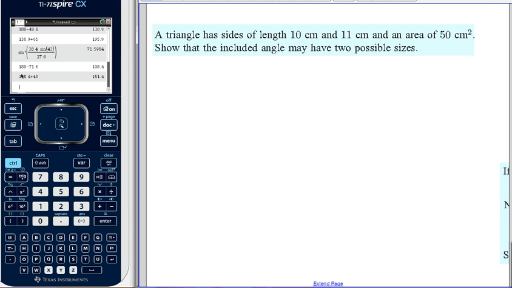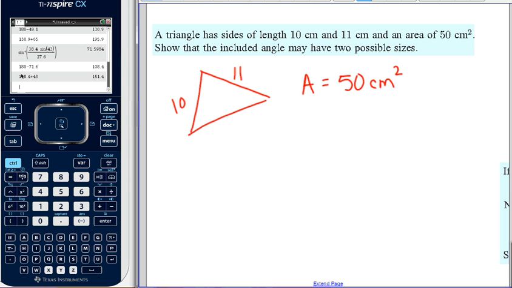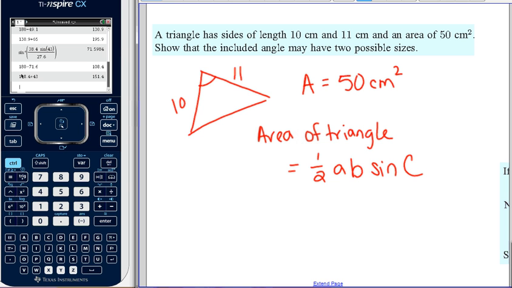Okay, last example. So we've got a triangle with sides lengths 10 and 11 centimeters, and an area of 50 centimeters squared. And we want to show that the included angle may have two possible sizes. Okay, so remember area of a triangle, or you don't actually have to remember this, because I'll give you the formula on the test, but area of a triangle is equal to 1/2 AB times the sine of C. So let's call this C, let's call this A and B.